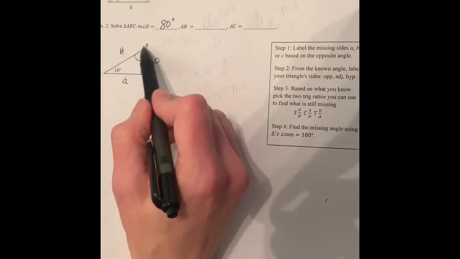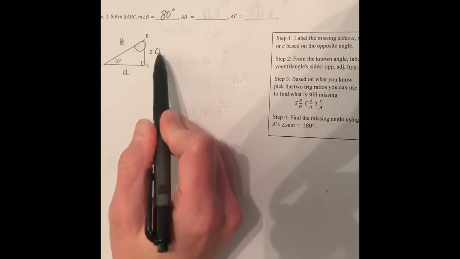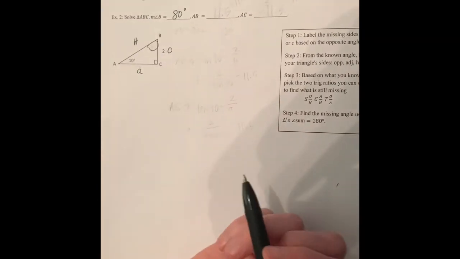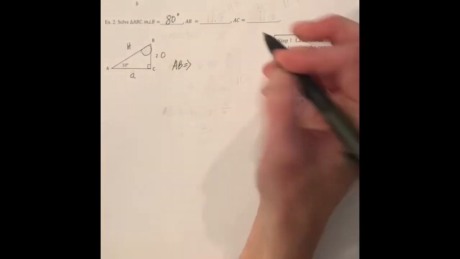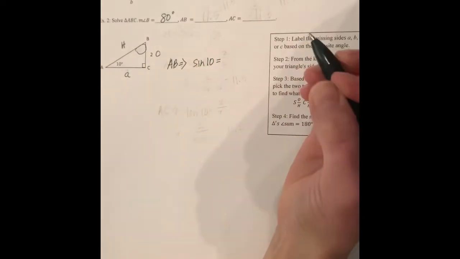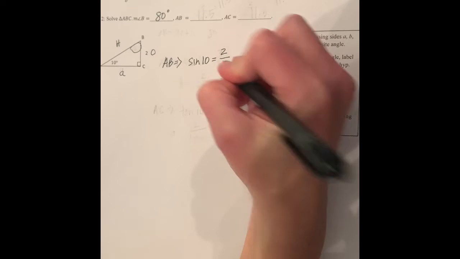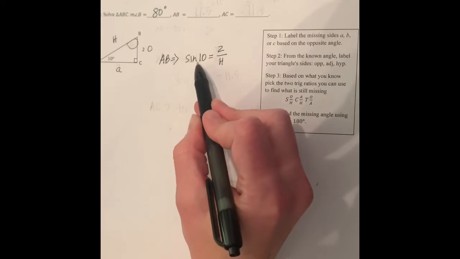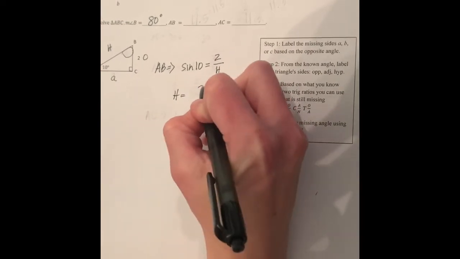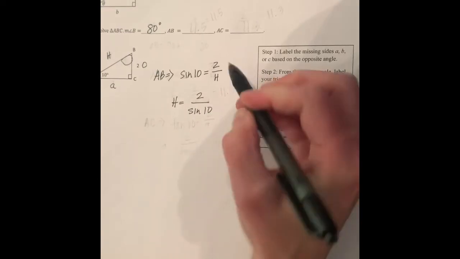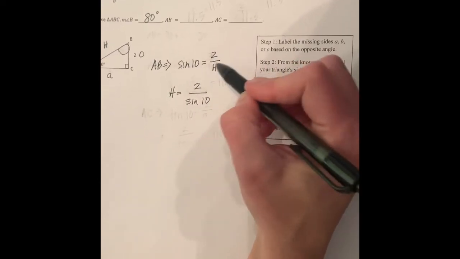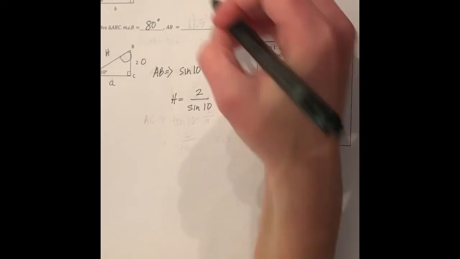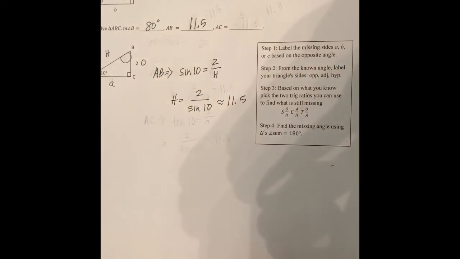If I'm going to find AB, so I need the hypotenuse, and I know one of my sides is the opposite. So opposite and hypotenuse, that would be your sine. So to find AB, we're going to say sine of 10 is equal to 2 over your hypotenuse, or AB. So if x is in the bottom, like the previous examples, you end up finding 2 divided by sine of 10, because you're going to have to multiply by x first and then divide by sine. So that is approximately 11.5. So the side AB is approximately 11.5.